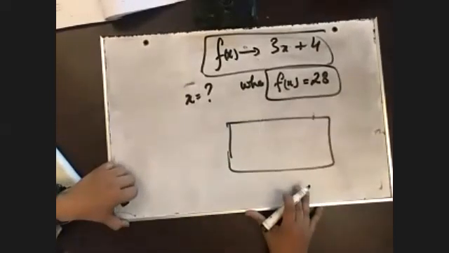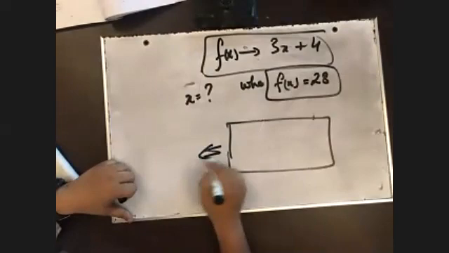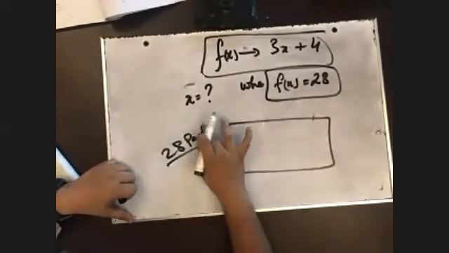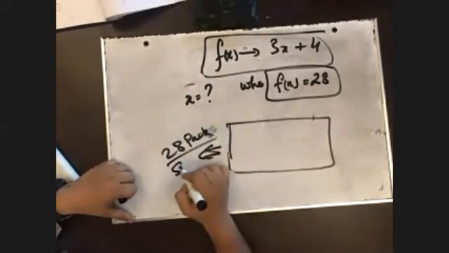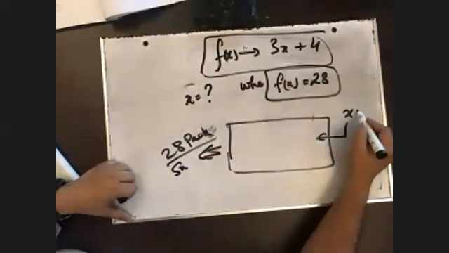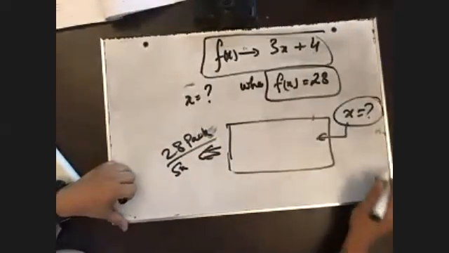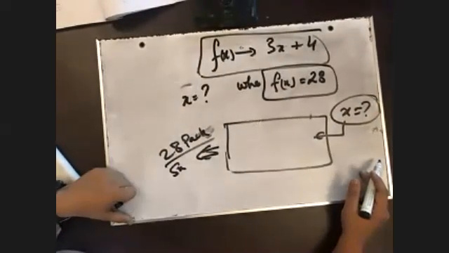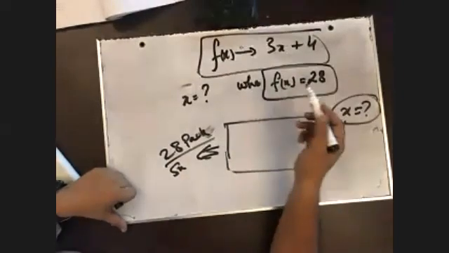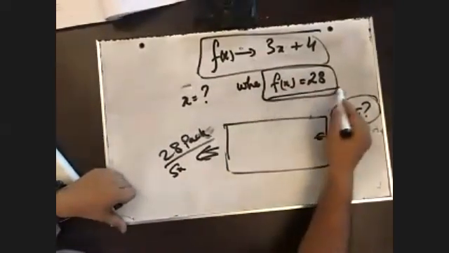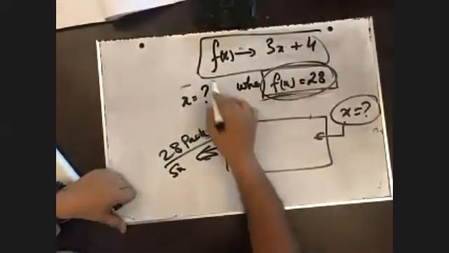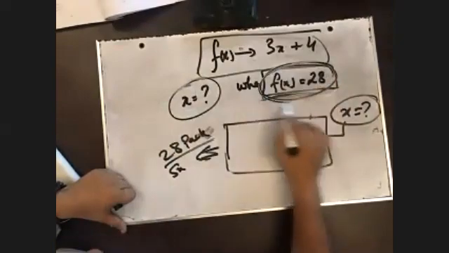Hang on, the calculations are the easy part. In output, you got 28 packets of sugar. And they want to know what was your input. Is that clear, guys? Yes, sir. It's an inverse question. They're asking for the input when the output was 28.